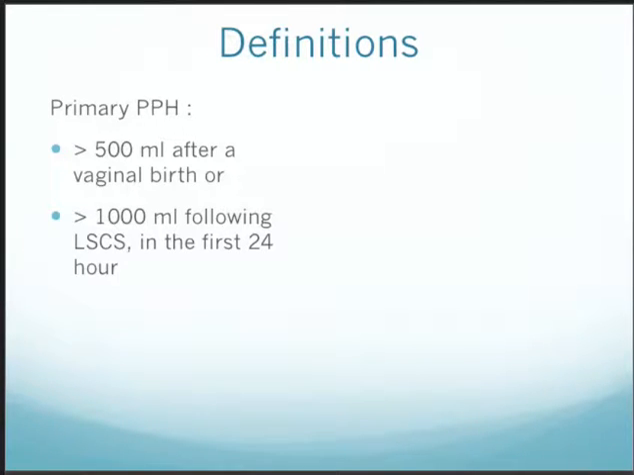Definitions. Primary PPH is when a woman has more than 500 milliliters of blood loss after a vaginal birth, or more than 1,000 milliliters following a lower segment cesarean section in the first 24 hours after delivery.